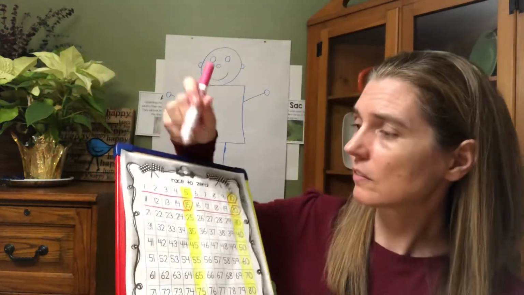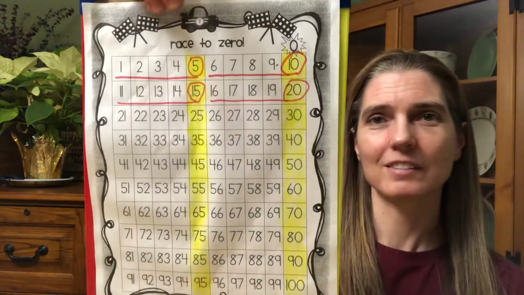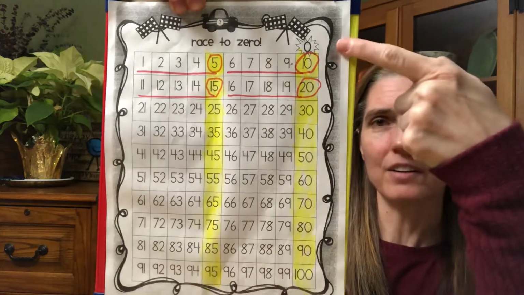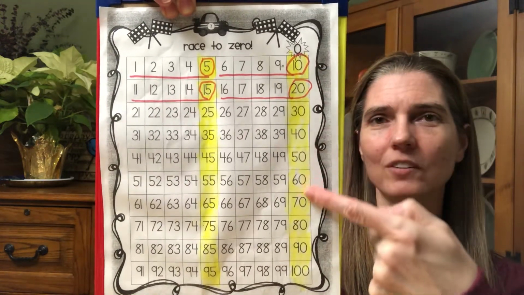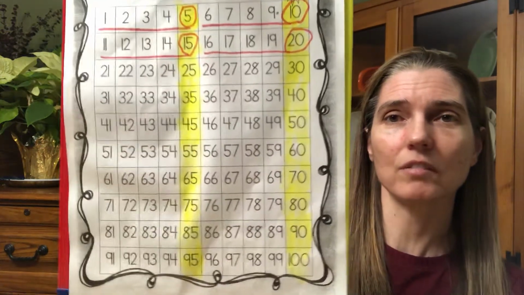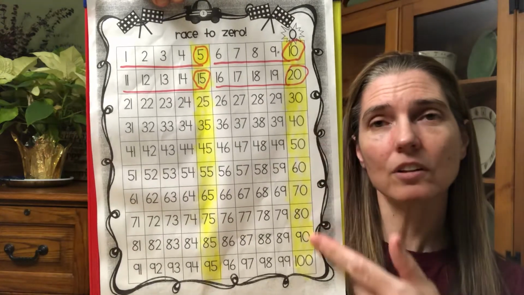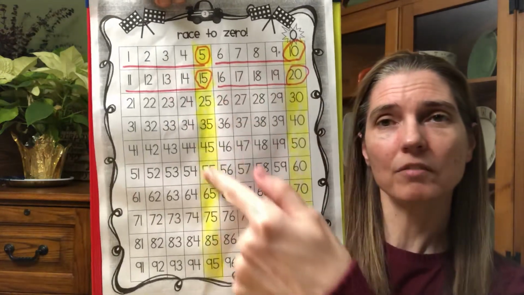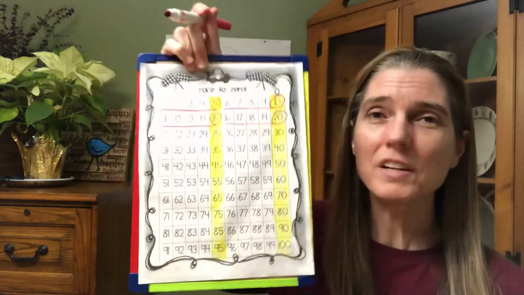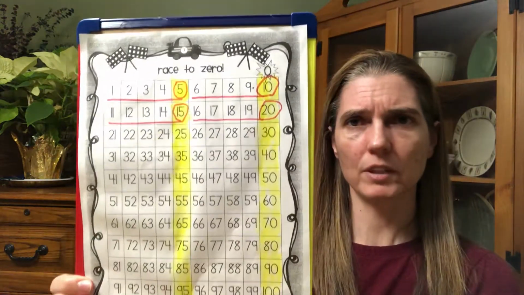What do you notice about the groups of 5? I notice that all of these numbers end with a 0, and I notice that all of these numbers end with a 5. I colored all the 0 numbers and the 5 numbers yellow. We did that in school too, a while ago, just to help us remember.